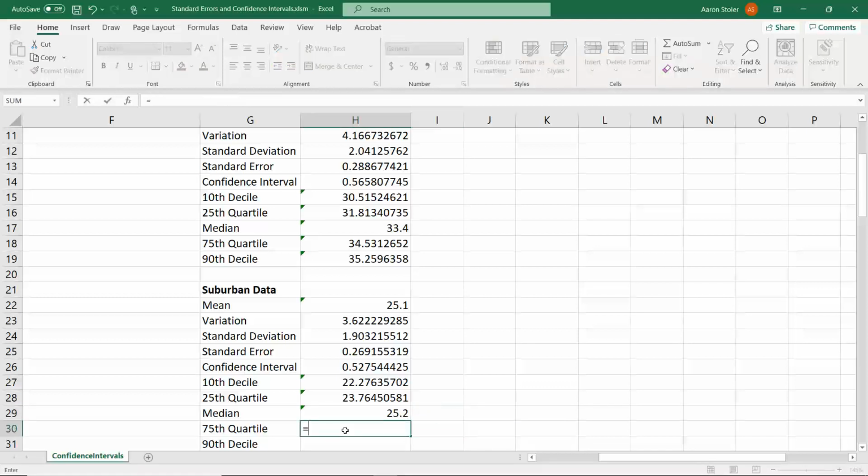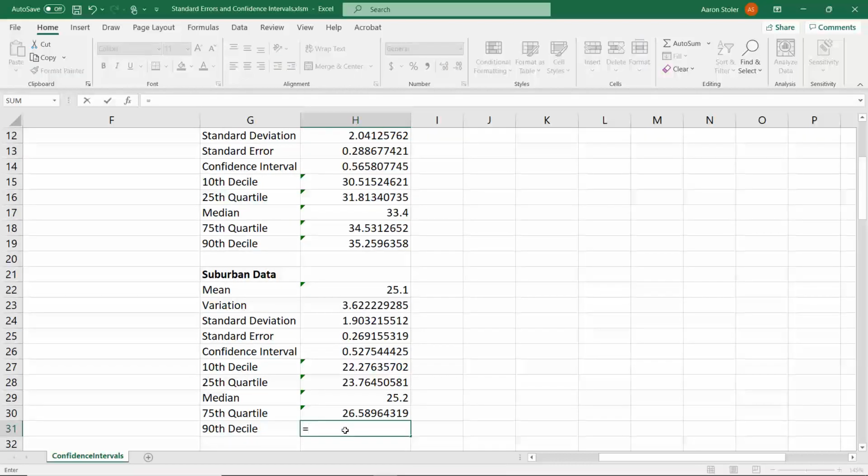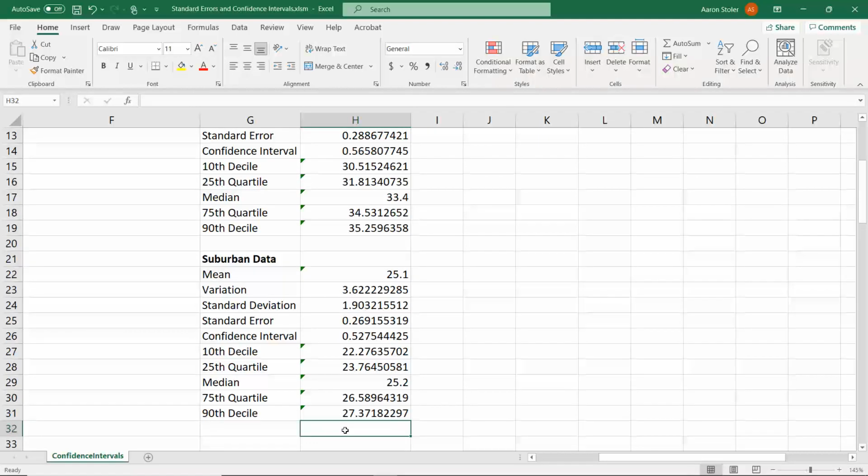Our 75th quartile is equal to percentile C52 to C101, 0.75, and our 90th is equal to percentile C52 to C101, 0.90. And there you have how we can easily figure out the values for a box and whisker plot.